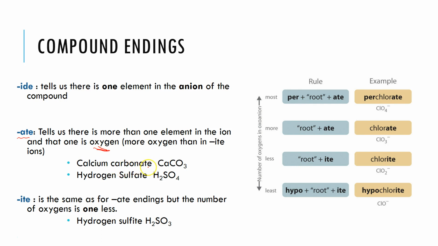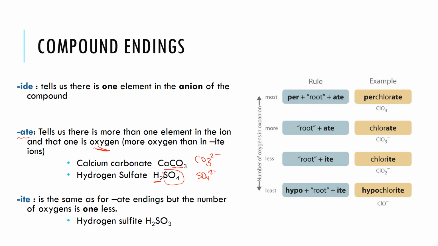So carbonate means that it's carbon combined with oxygen. We see that in the carbonate anion, which is CO3 2-. This is calcium carbonate. For hydrogen sulfate, we have hydrogen, and then we have the sulfate anion, which is SO4 2-.